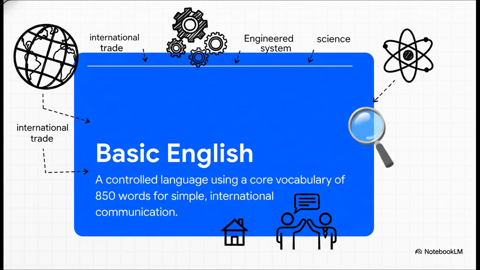Yeah, it's really important to get this. Basic English isn't just dumbed-down English. It was this meticulously designed system. The idea was that with just these 850 core words, you could talk about almost anything you'd need for daily life, for business, even for science.